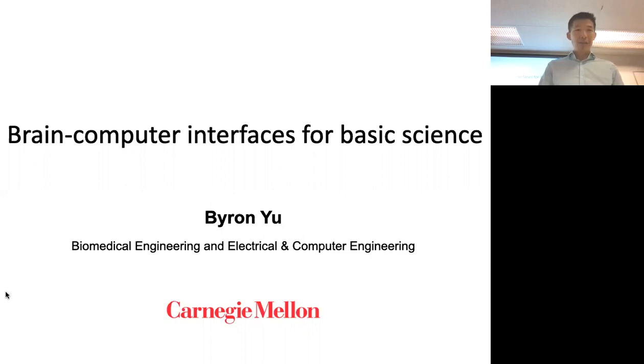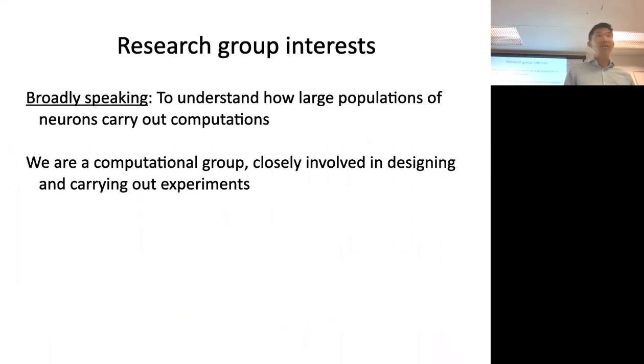All right, so thanks a lot for the kind invitation, Suresh, and all of you for coming. So just by way of introduction, I thought I'd tell you a little bit about my research group and what we work on. So broadly speaking, we seek to understand how large populations of neurons process information and carry out computations from sensory systems to motor systems and also what's in between. And we're a computational group, and we collaborate very closely with experimental groups in various places.